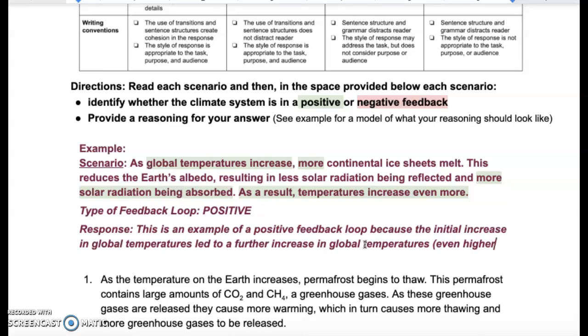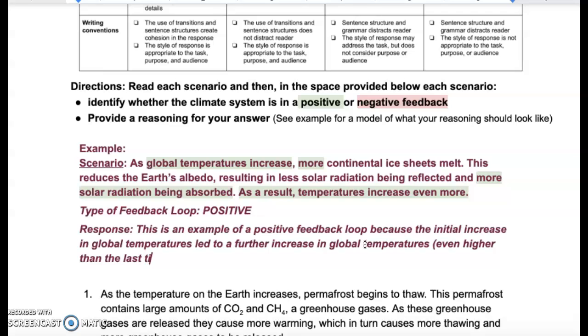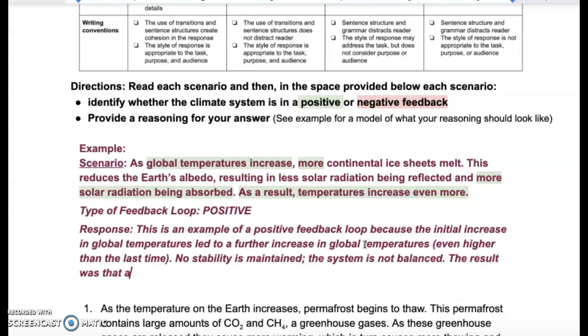Even higher than the last time. No stability is maintained. The system is not balanced. The result was that an original change, the increase in temperature, was amplified.